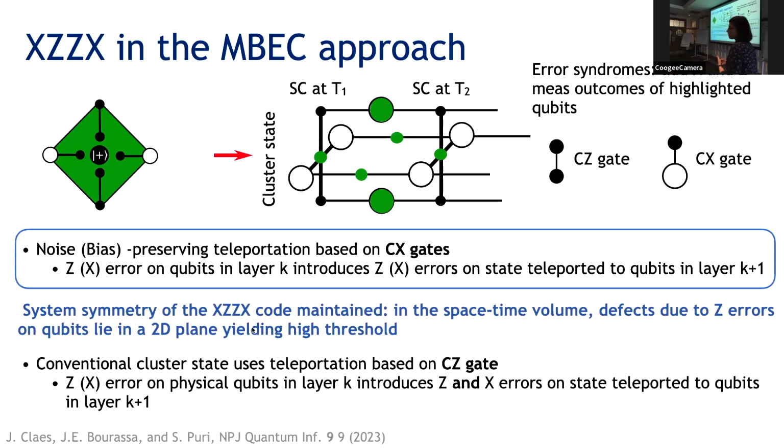And so even in this XZX cluster state, I'll get high thresholds to biased noise. If, in fact, I had used control Z gates to do teleportation instead of control NOT gates, this would not happen. If I try to teleport the XZX surface code using the control Z gate, it actually reduces to the regular CSS surface code because your errors just get converted from one layer to the next.